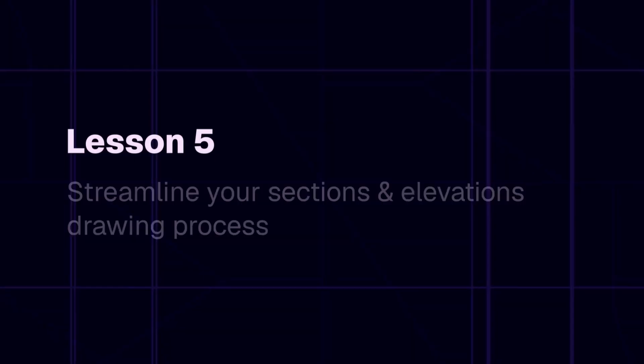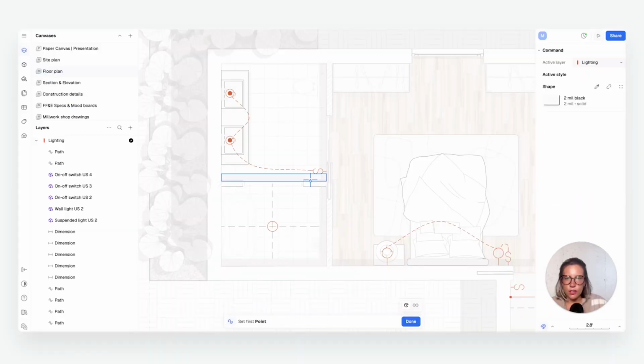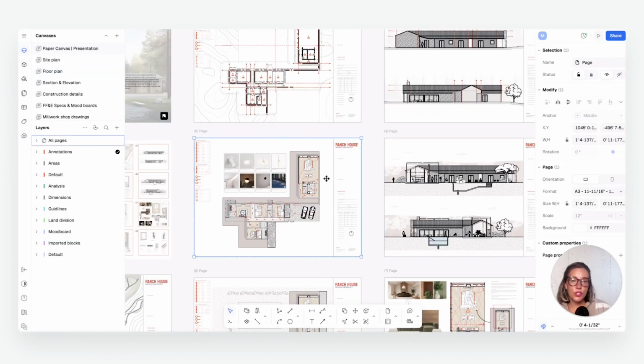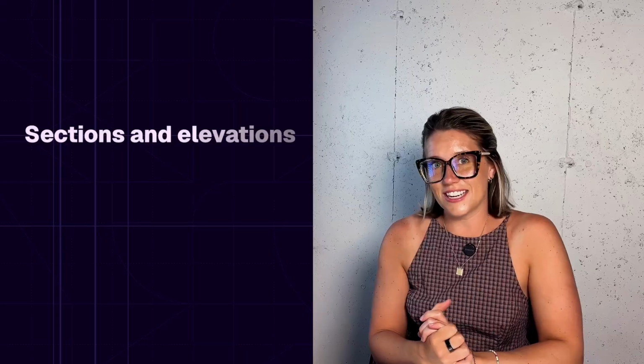We have reached Lesson 5 of Module 1, where the focus is going to be streamlining sections and elevations, two of the most important and time-consuming drawings in your set. In our last lesson, we created lighting and power plans and learned how to draw them faster, present them clearly as both client-friendly and construction-ready documentation. Today, we're shifting to sections and elevations.